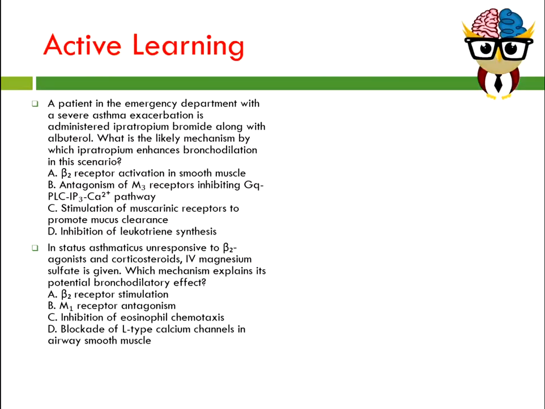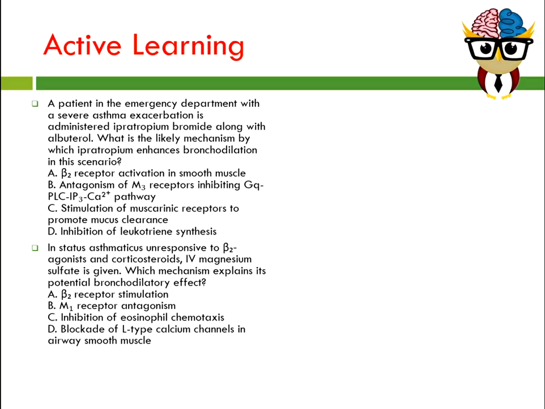So here is active learning from the two classes of drugs we discussed. One is anticholinergic and another one is magnesium. So go ahead, read the case. A patient in the emergency department with severe asthma exacerbation is administered ipratropium along with albuterol. What is the likely mechanism of ipratropium which enhances bronchodilation in this scenario? So now we discussed the slide, you got the knowledge, you get the answer. The same should be true in the exam. Okay, I'm not going to ask you anything out of this handout, but don't get confused. When you read everything together, things will compound.